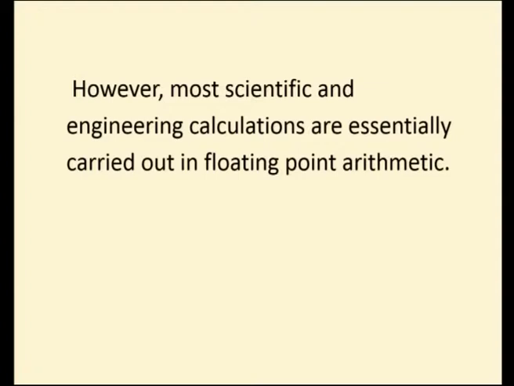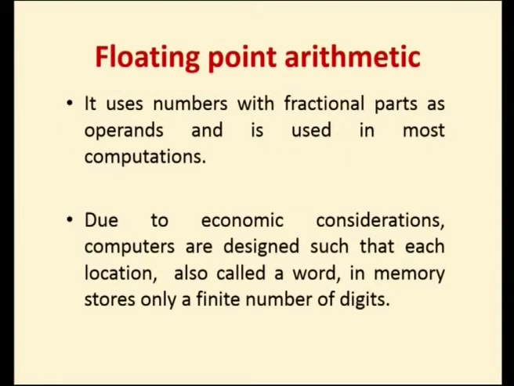That is, when the set X has n elements, how will you represent the n elements using subscripts as x1, x2, x3, etc. up to xn. X suffix 1, that 1 represents an integer. So, that subscript 1 is used as integers. However, most scientific and engineering calculations are carried out in floating point arithmetic. What is actually floating point arithmetic? It uses numbers with fractional parts, whereas integer arithmetic uses numbers without fractional parts. So, floating point uses numbers with fractional parts as operands and it is used in most computations.